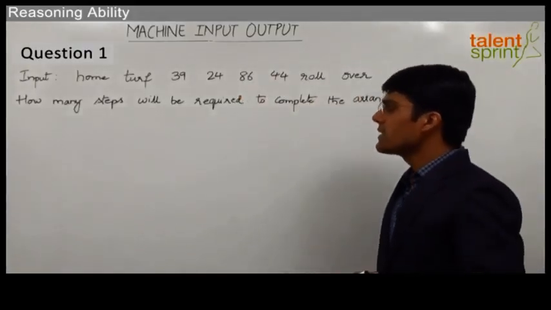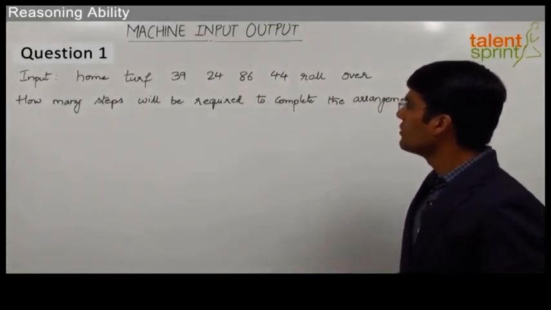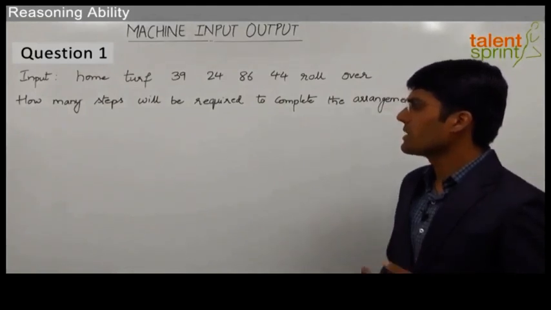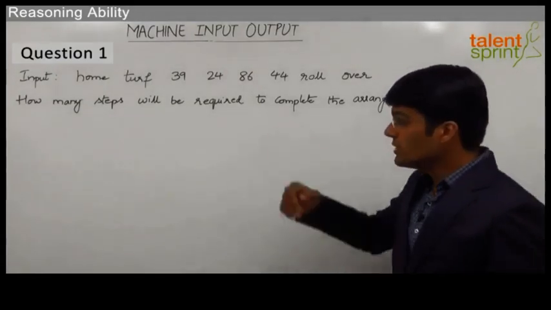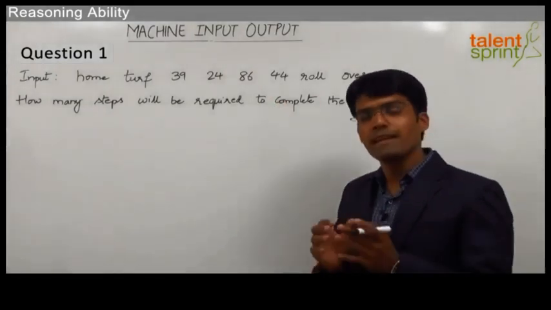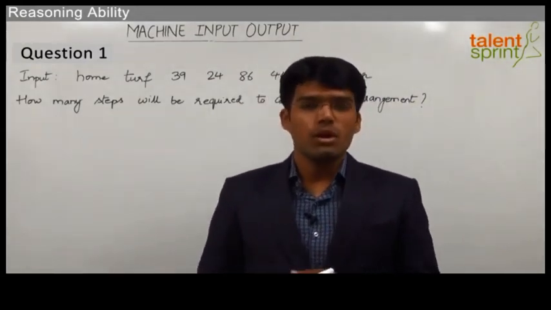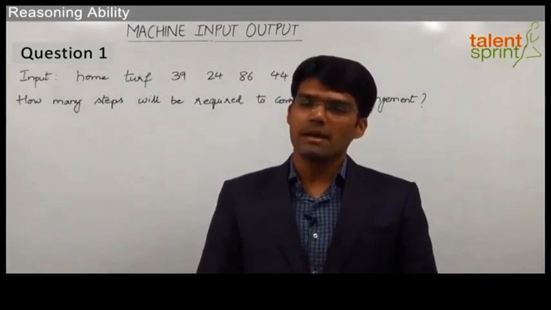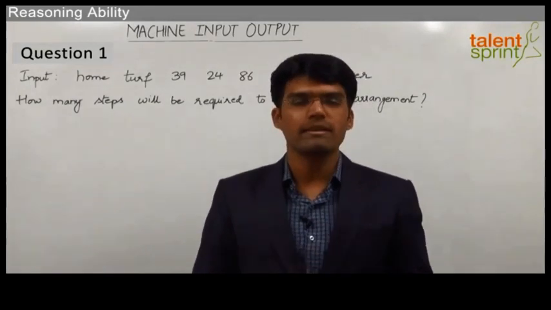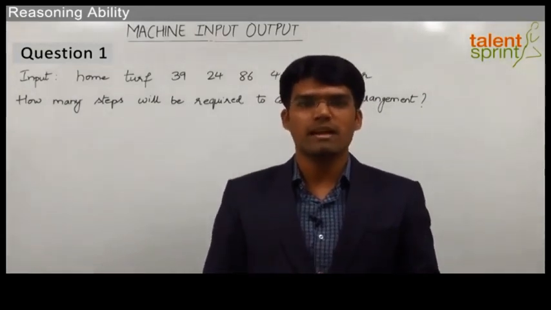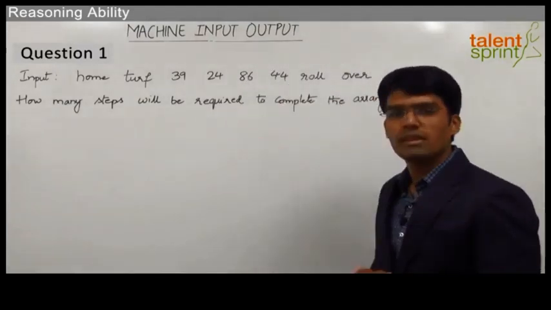Here, the input is home, turf, 39, 24, 86, 44, roll over. And the question is, how many steps will be required to complete the arrangement? So we need to do the arrangement for the given input and find out the number of steps required to get the desired output. Let me remind you, our desired output is to get the words and numbers in alternate positions, starting with numbers first. The numbers have to be in decreasing order and the words have to be in alphabetical order. So keeping these things in mind, let us just find out the output for the given input.